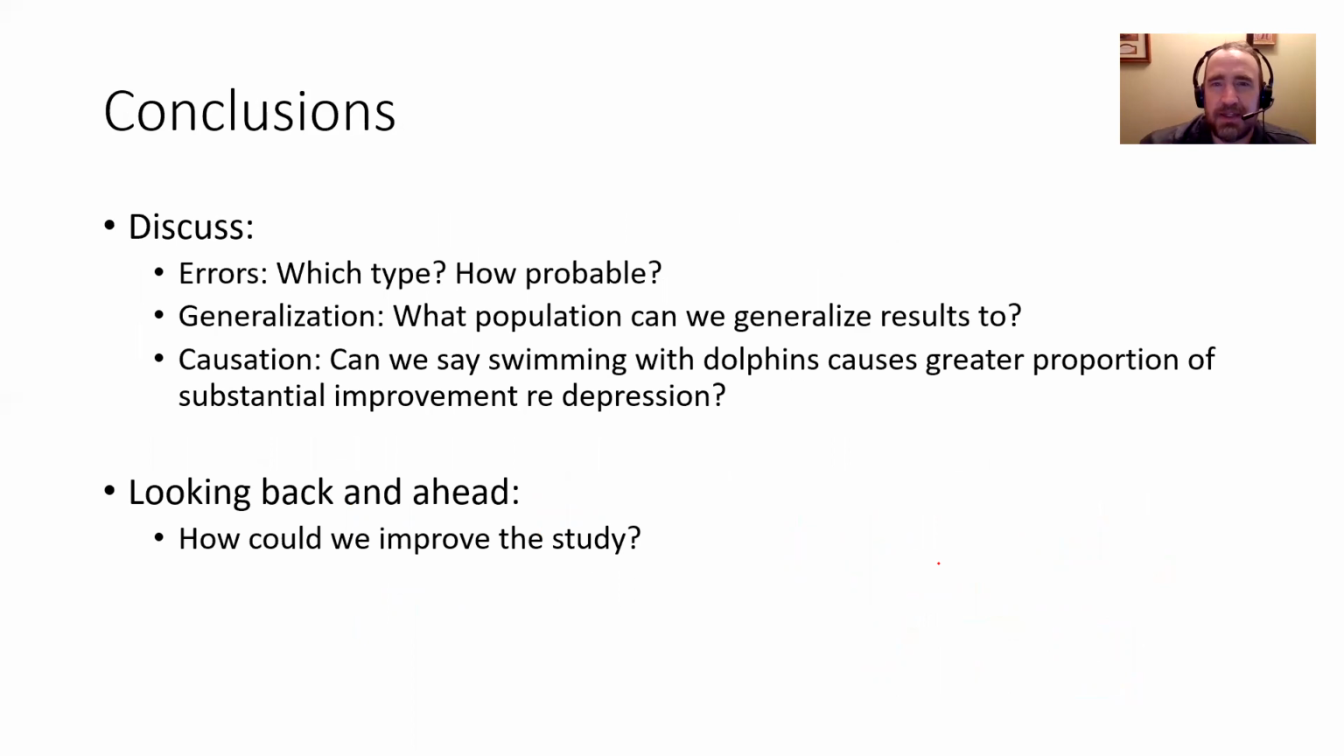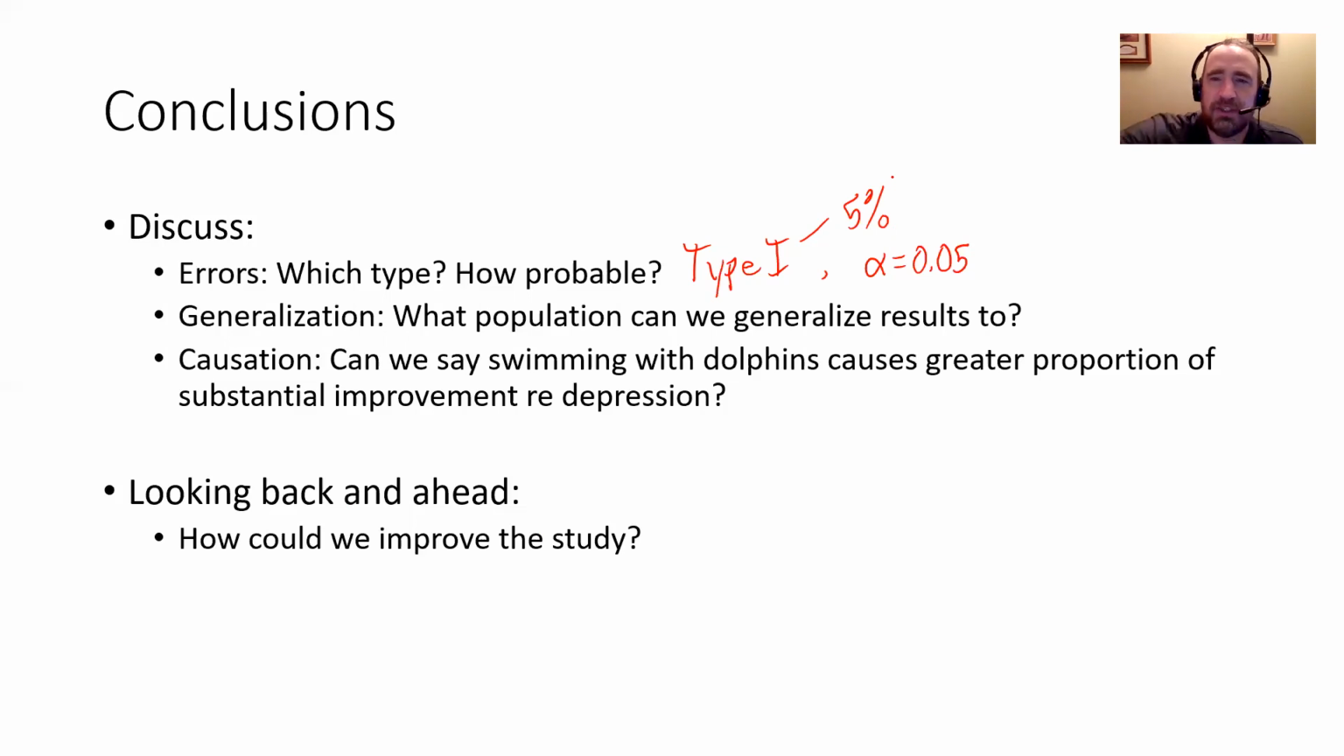So we've decided that it sure looks like things go better when they're swimming with dolphins versus not, and we got a sense of how much better. What type of error are we at risk of? Whenever we reject the null hypothesis, which we did here, it's a type 1 error. How probable is it? Well, if we had an alpha of 0.05, which is what we typically go with, then we're looking at a 5% chance of a type 1 error. So we do have some risk of a false alarm here. There's a small chance that it might not actually be true that dolphins help with substantial improvement.